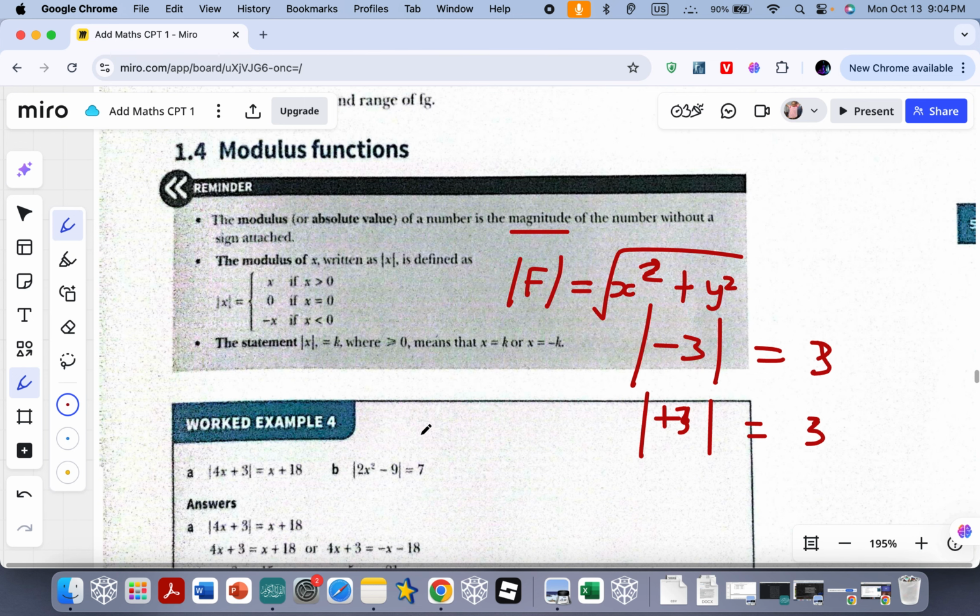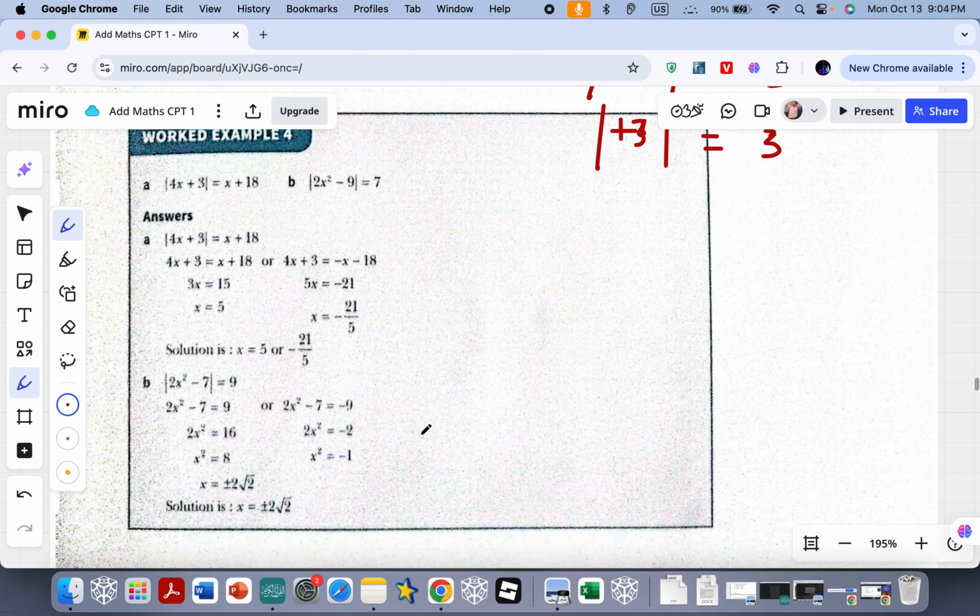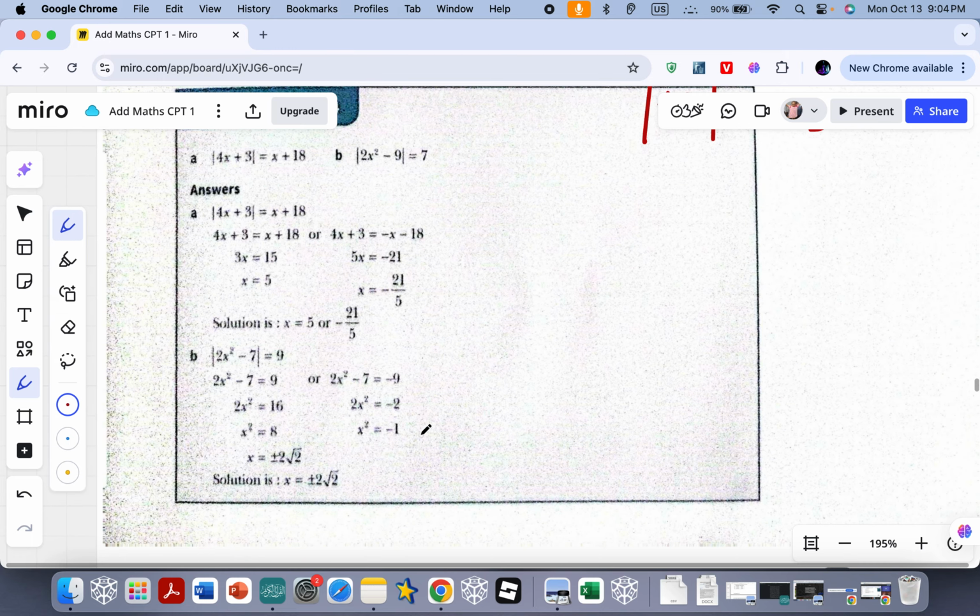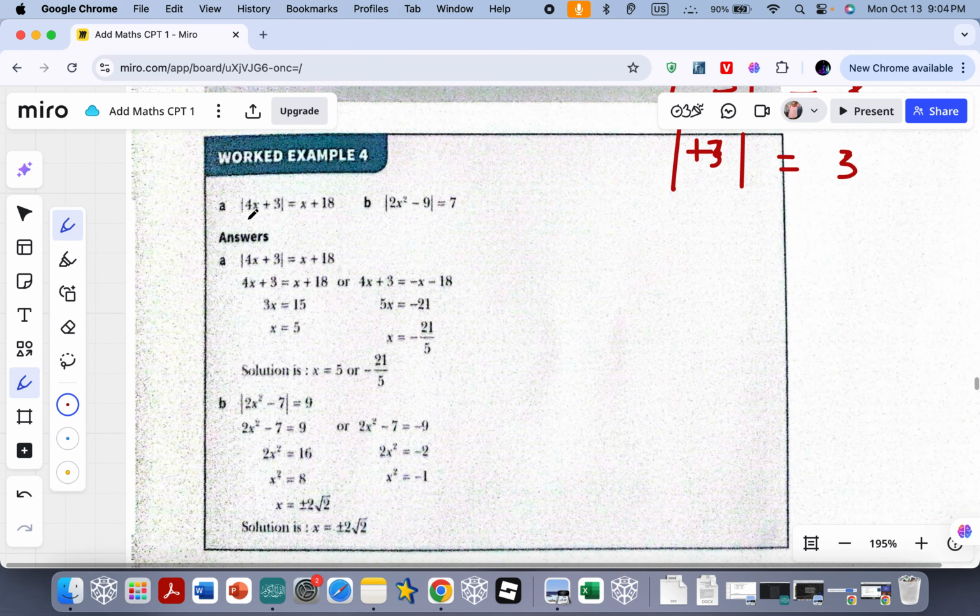Now let's take a look at an example. The first one is the modulus of 4x plus 3 is equal to x plus 18. So let's solve this one. The modulus of 4x plus 3 equals x plus 18.